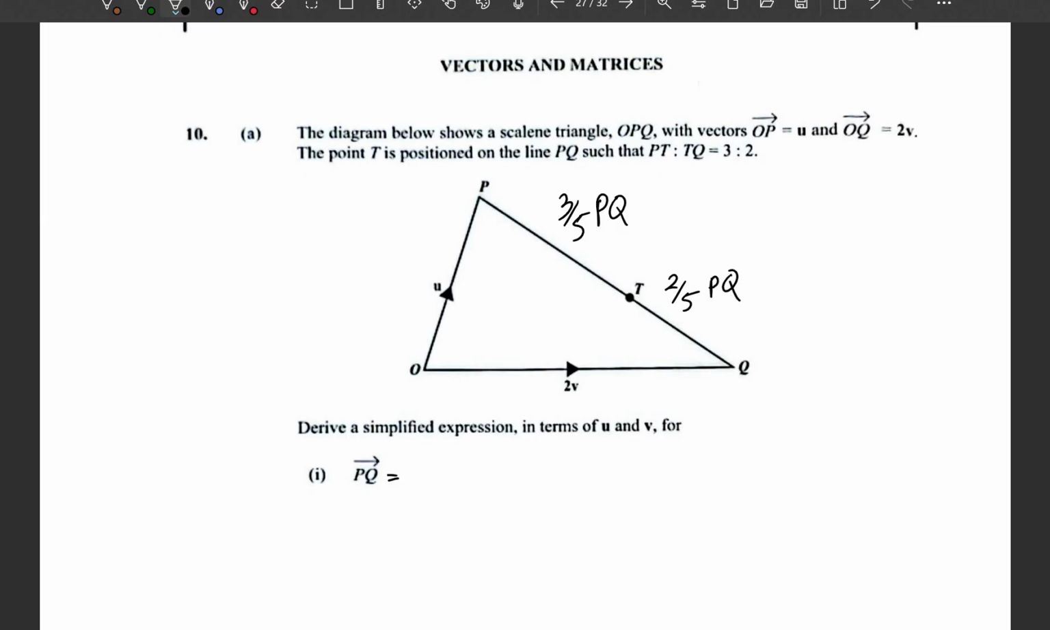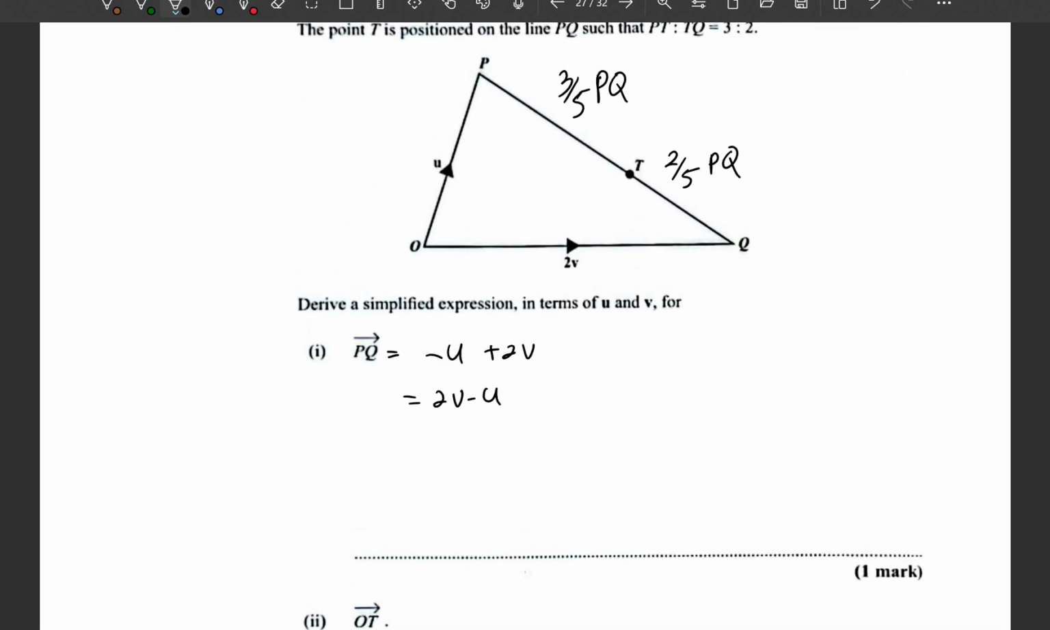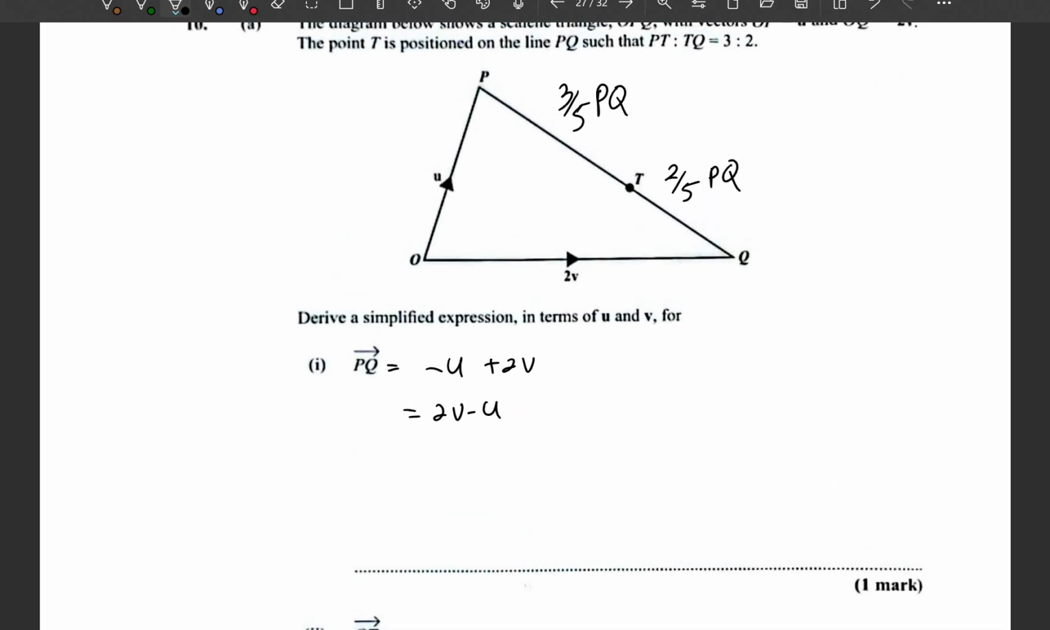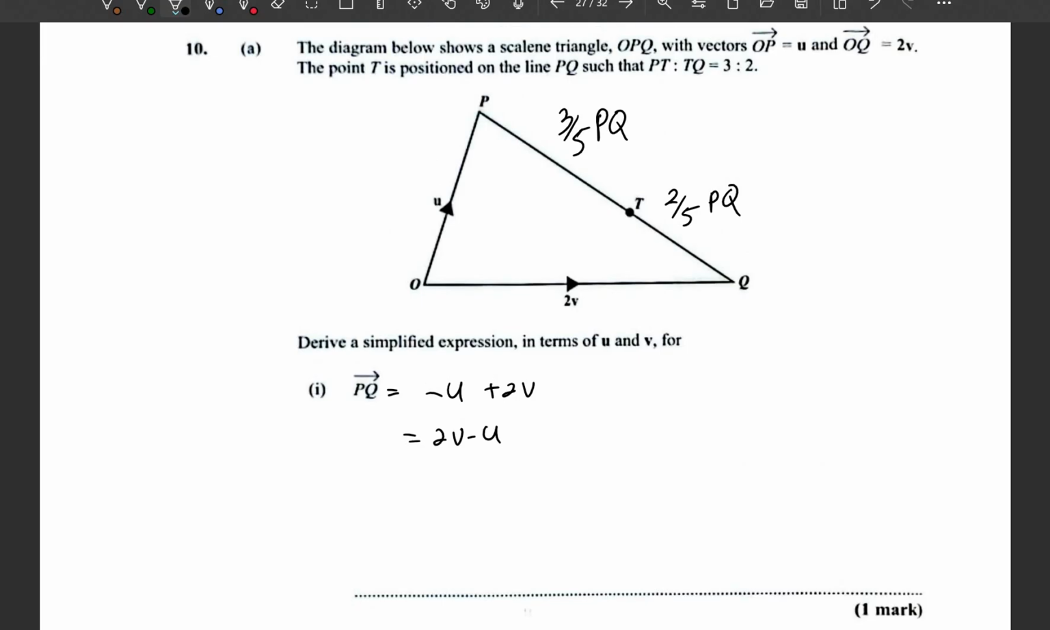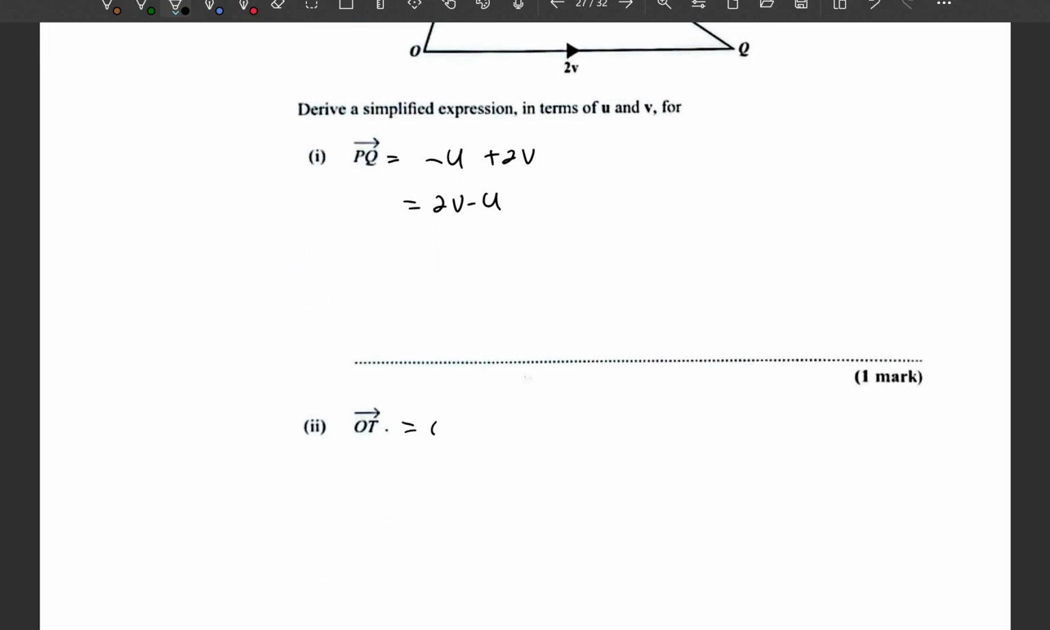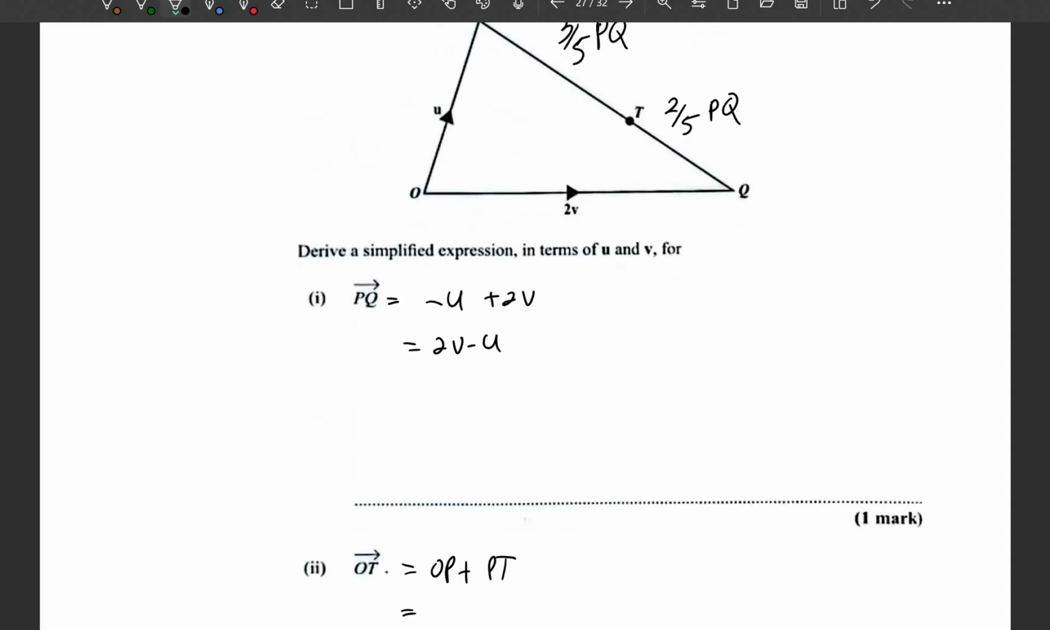Right, so vector PQ would then be, we go from P to O, then O to Q. So that's minus U plus 2V, or 2V minus U. Right, we want then O to T. So to go from O to T, we go from O to P, then P to T. O to P, that's going to be U.